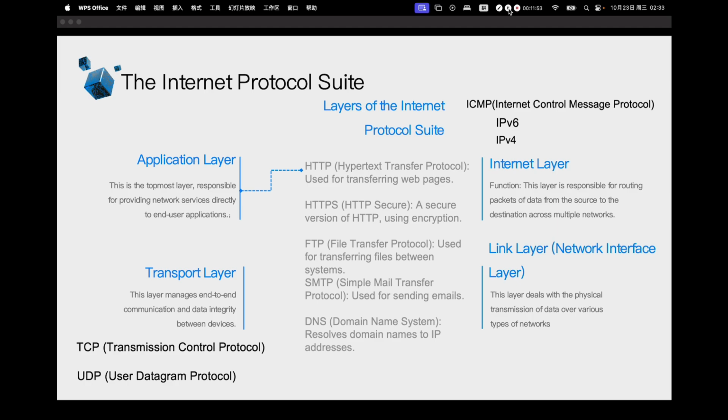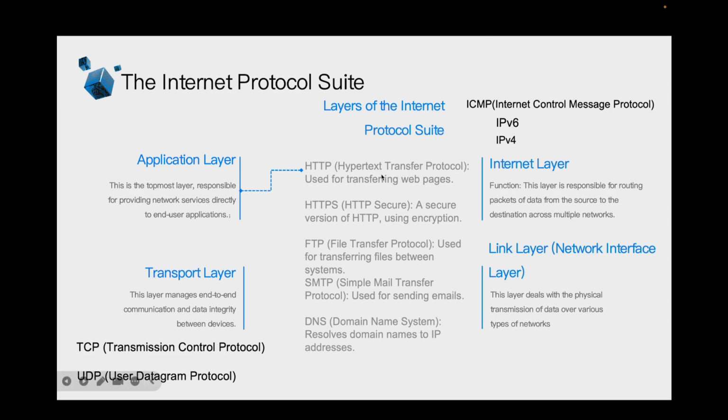And now I'm going to dig deeper. The layers of the Internet protocol suite are split into the application layer, Internet layer, transport layer, and link layer. The application layer is the uppermost layer. It is responsible for providing network services directly to end users' applications and defines protocols for data exchange between applications and different devices.